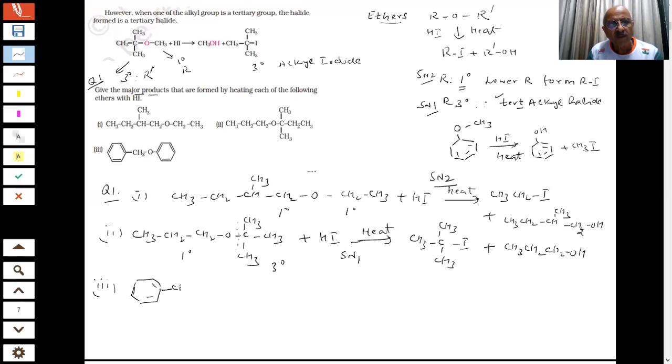Now we are saying this compound, students, CH2O. Tell me what products are going to be formed, students. You are heating with HI, heat with HI. You have to write the product, students. What product will be formed?